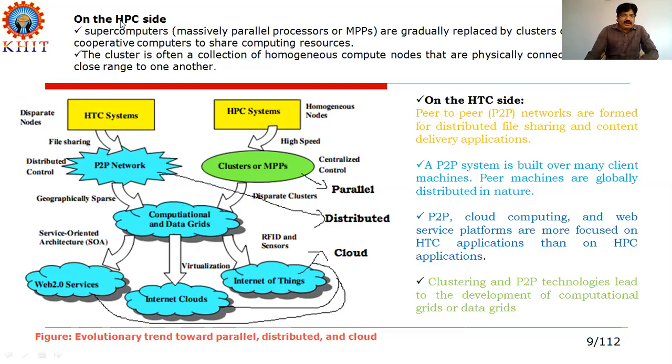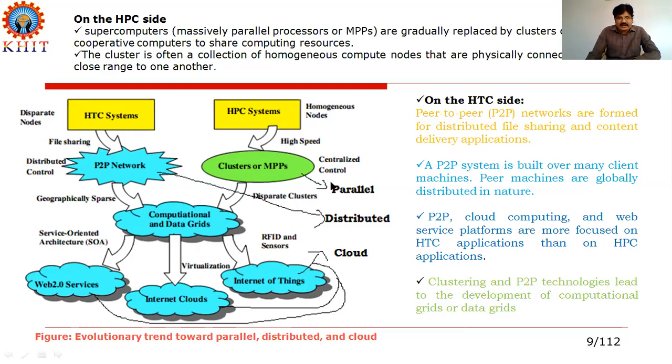On the HPC side, the high performance computing side, supercomputers are gradually replaced by clusters of cooperative computers to share the computing resources. Here, a cluster or MPP is often called a collection of homogeneous nodes or computers that are physically connected closely to one another.